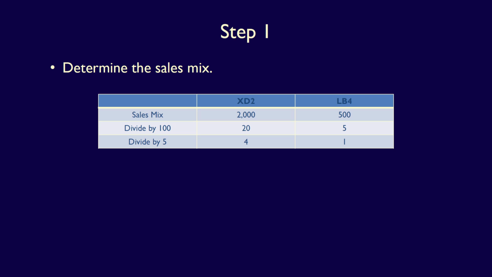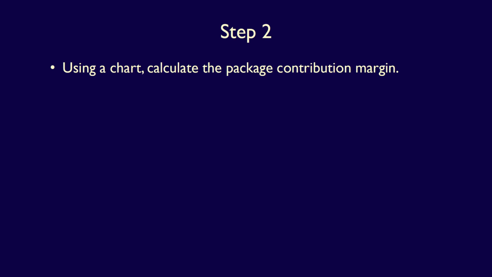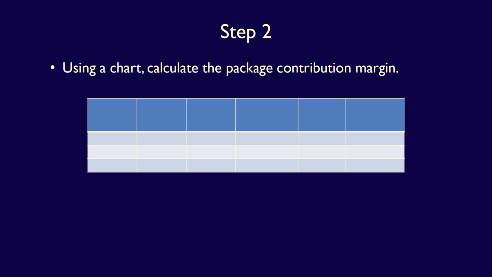I can now use this information to calculate my package contribution margin, which is step 2. Using a chart, calculate the package contribution margin. My chart will have 6 columns and 4 rows. The headings will be as follows. Column 1, product. Column 2, per unit selling price. Column 3, per unit variable cost. Column 4, per unit contribution margin. Column 5, sales mix. And column 6, package contribution margin, which is exactly what we're trying to calculate.